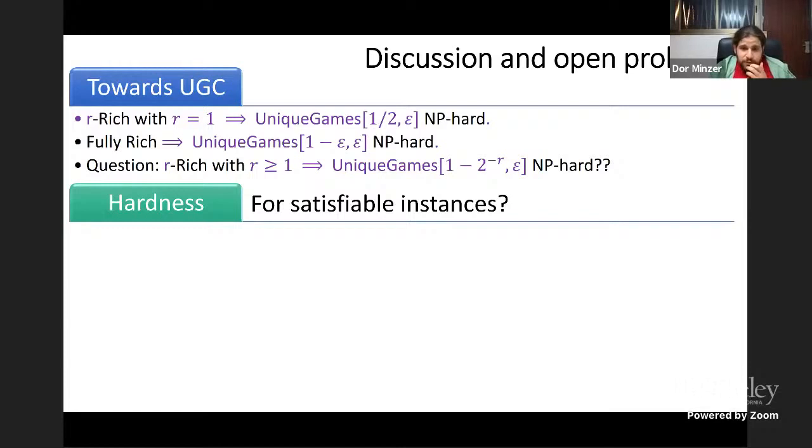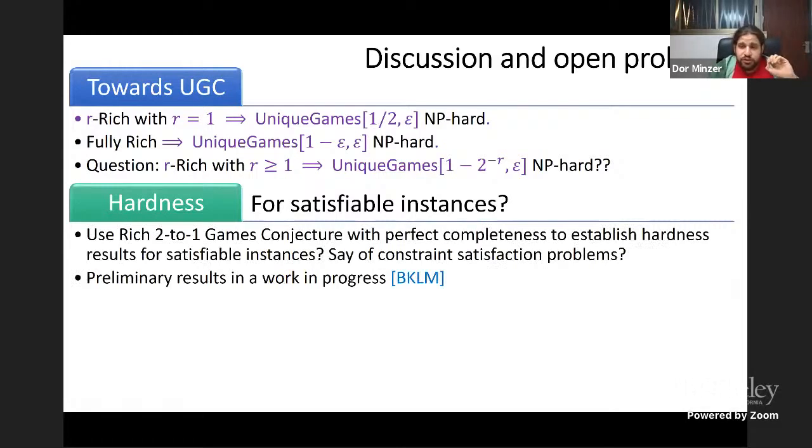And secondly, and this is the point that I tried to deliver on the last slide, now that we have a conjecture that is stronger than UGC, and it's plausible and has perfect completeness, we can hope to use it to prove hardness for satisfiable instances. There is a very nice result by Raghavendra that uses UGC in order to prove some dichotomy for the entire class of CSPs. But because of this imperfect completeness, it doesn't apply for satisfiable CSPs. So I have some hope that we may be able to prove analogs of this result, but this is a long road, and so far we only have some preliminary results in a work in progress.